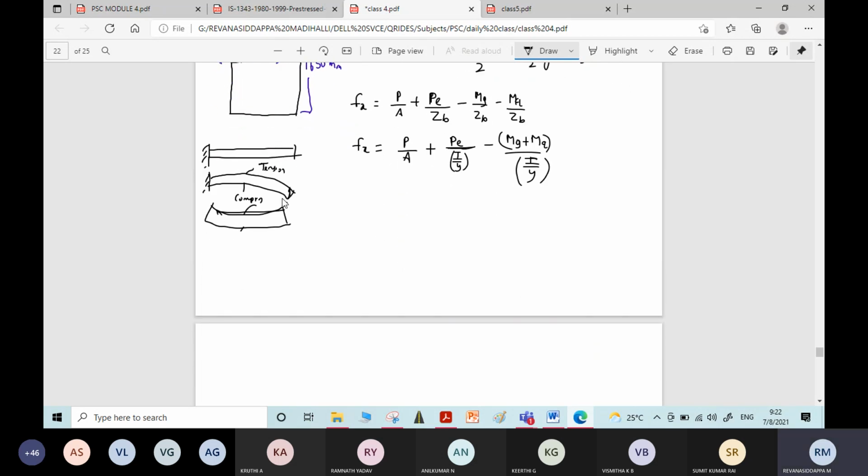Now, in another step, I will rewrite the final equation: f equal to P by A plus P e into Y divided by I, minus Mg plus Mq, which I will consider as M whole, divided by I by Y. Okay, moment inclusive of dead load moment.